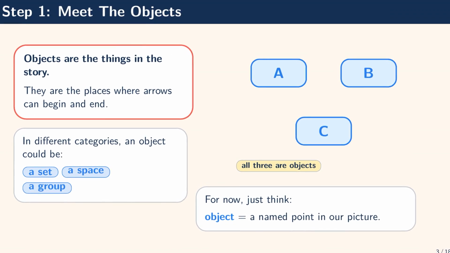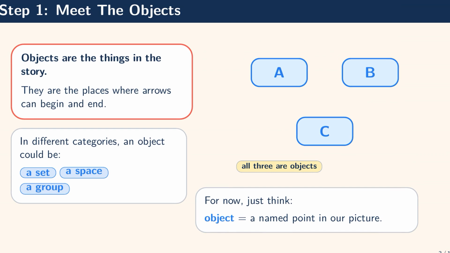Objects are the named things in the story. They're the places where arrows can start and end. In different categories, an object might be a set, a space, or a group. For now, just think of an object as a labeled point in the picture.